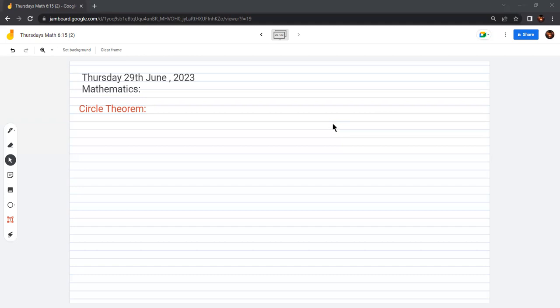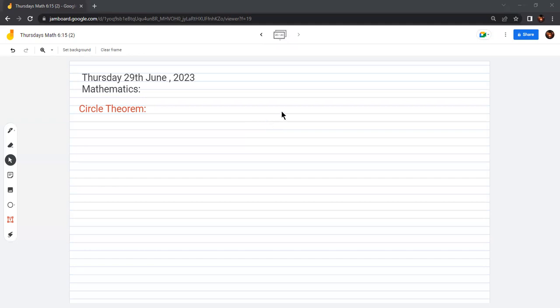Right? So these theorems or rules are taught all together because questions may come all together, where you have to apply several theorems to one question in order to find the missing angles.